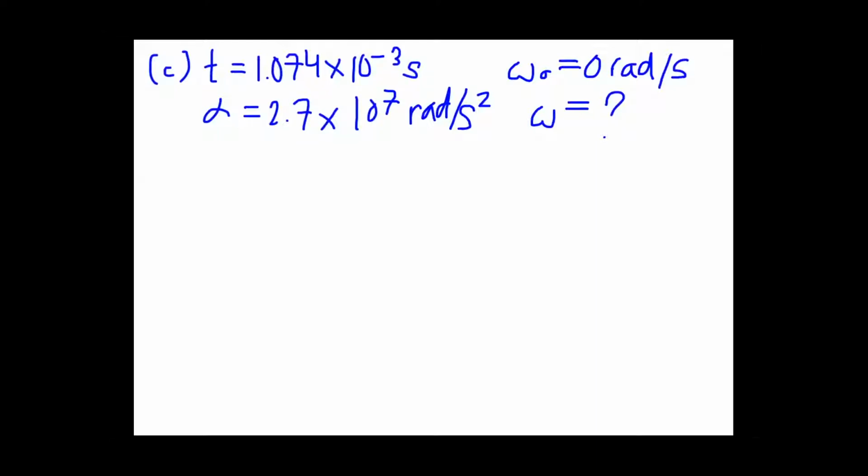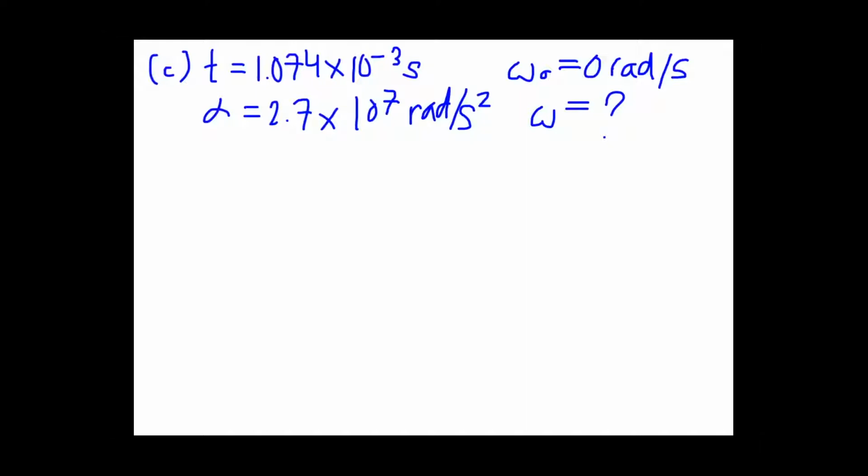Alrighty, so we've been given our time, we have our rotational acceleration at this point, and we need to find out the angular velocity. We've been given that the bullet is at rest initially, so the initial angular velocity is 0. So we need to find the final angular velocity of the bullet when it escapes the muzzle, if you will.